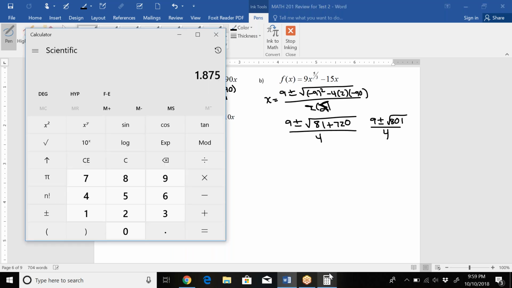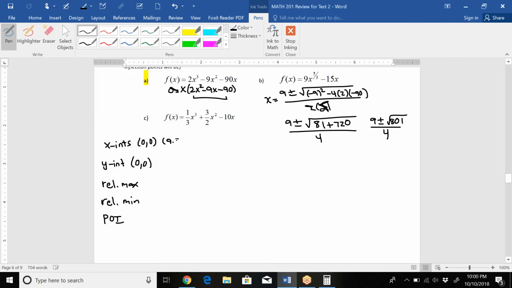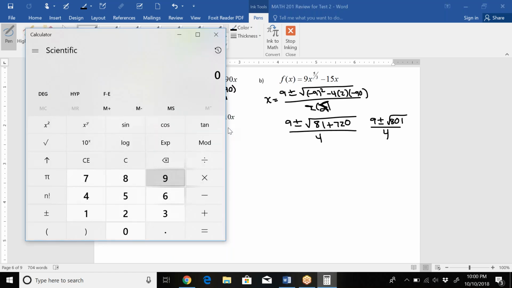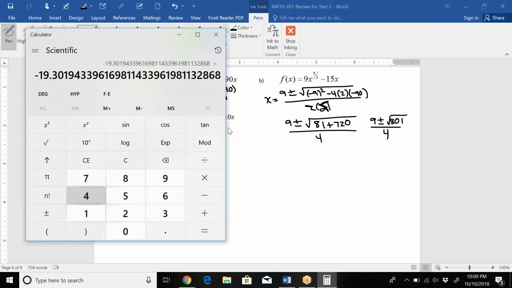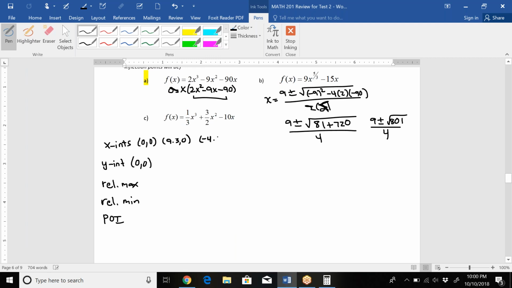We don't care about anything but getting the decimal approximations here. So square root of 801, then I add that to 9, and divide by 4. That gives me 9.3. So one of my x-intercepts is (9.3, 0). Then I'm going to do the subtraction case. So 9 minus the square root of 801, and divide that by 4. That's -4.8, comma 0.